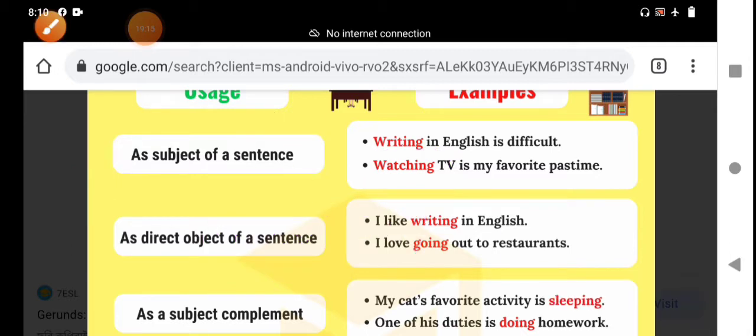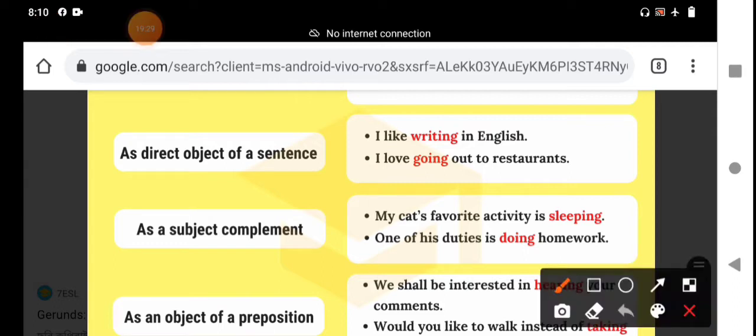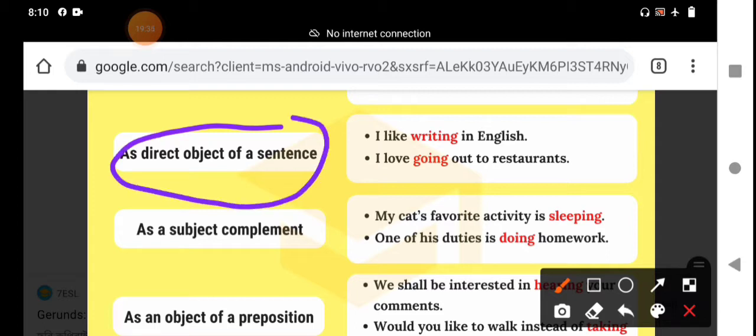Okay, next I will explain you the next example. The next function of the gerund is as an object of a sentence, as a direct object of a sentence.